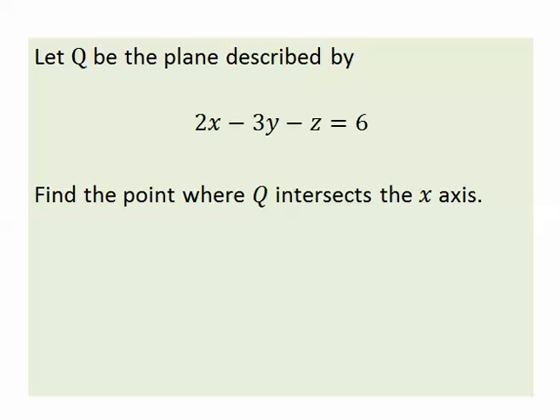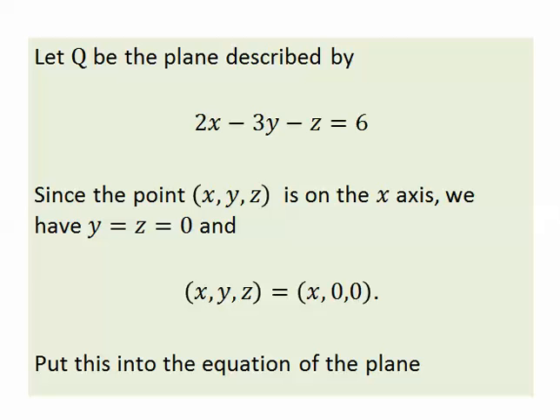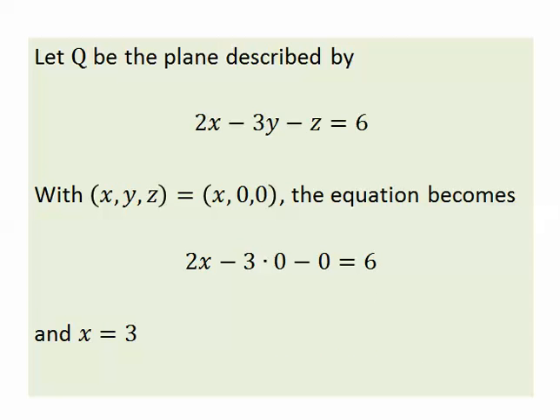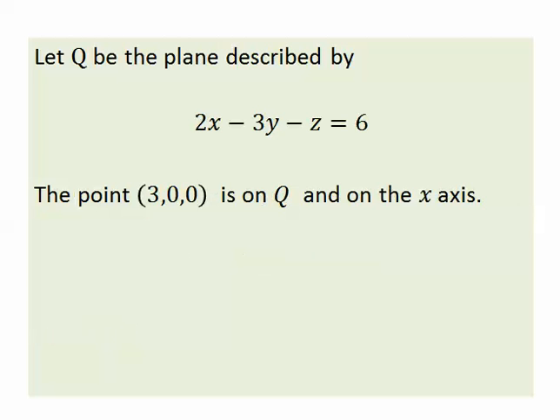Let Q be the plane described by this equation. Find the point where Q intersects the x-axis. Since the point is on the x-axis, we have y and z both equal to 0. So we take the point x, 0, 0 and put it into the equation and then find what x would be. I get x equals 3. And so the point 3, 0, 0 is on the plane Q and on the x-axis. It's where the x-axis and the plane intersect.